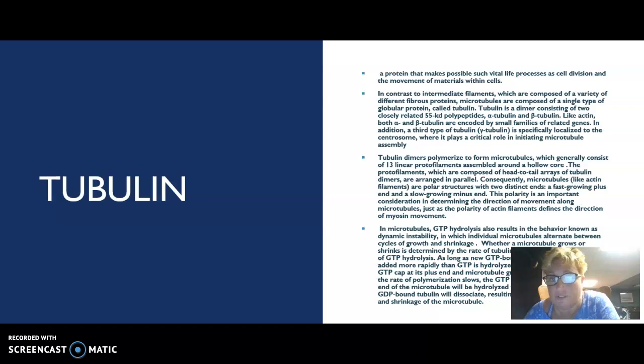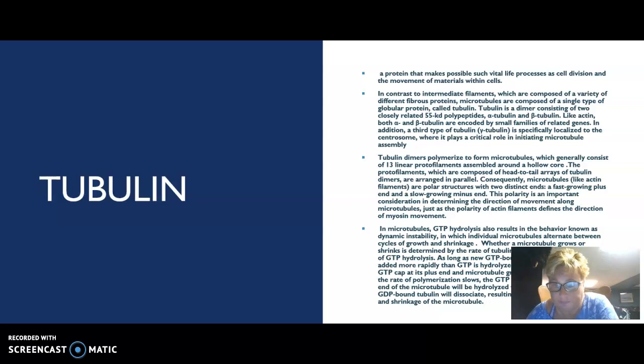Consequently, microtubules, like actin filaments, are polar structures with two distinct ends, a fast-growing plus end and a slow-growing minus end. This polarity is an important consideration in determining the direction of movement along microtubules, just as the polarity of actin filaments defines the direction of myosin movement.